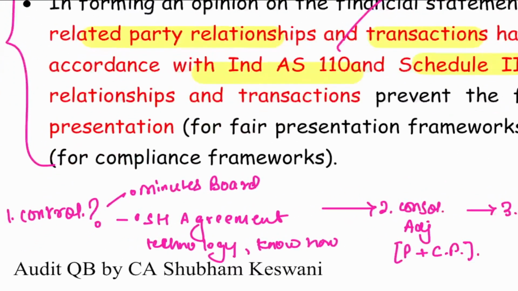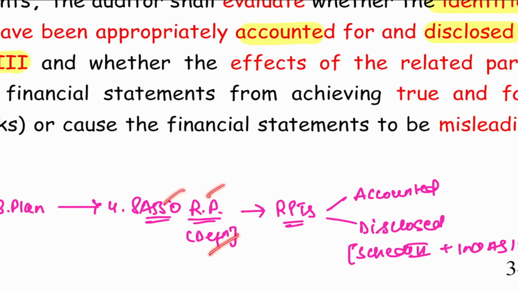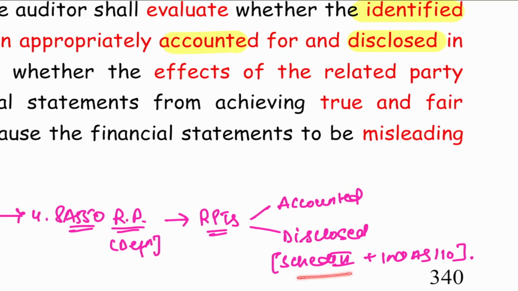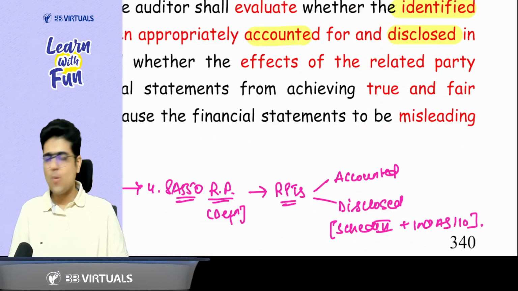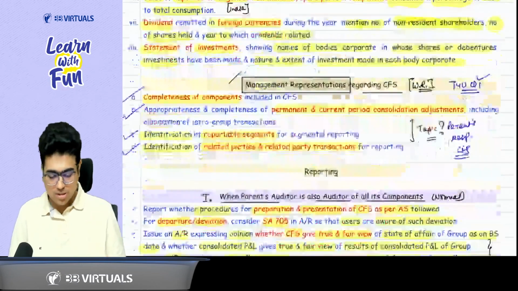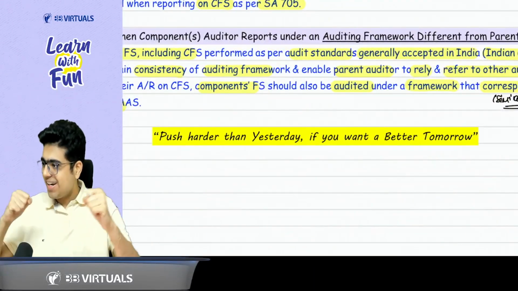So if I give you a short summary, first of all, assess the control: see the board minutes, shareholder agreement, and whether they have provided any technology or know-how. Then audit the consolidation adjustments, permanent and current period consolidation adjustments. Then talk about the plan, and lastly talk about the SA 550 related party definition and whether the related party transactions and relations are properly accounted and disclosed as per Schedule 3 and Ind AS 110. Awesome, sir. So with this, all the concepts, questions and memory techniques of group audit are done.